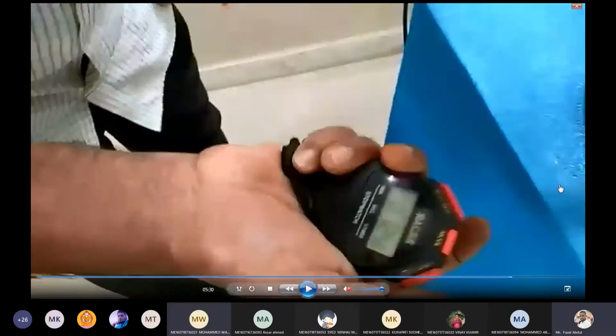Sir, in which direction is the flywheel rotating, sir? So see here, this direction is different, Baba. Whatever the flywheel is rotating, it is anti-clockwise direction. The turning is going to rotate in the opposite direction.